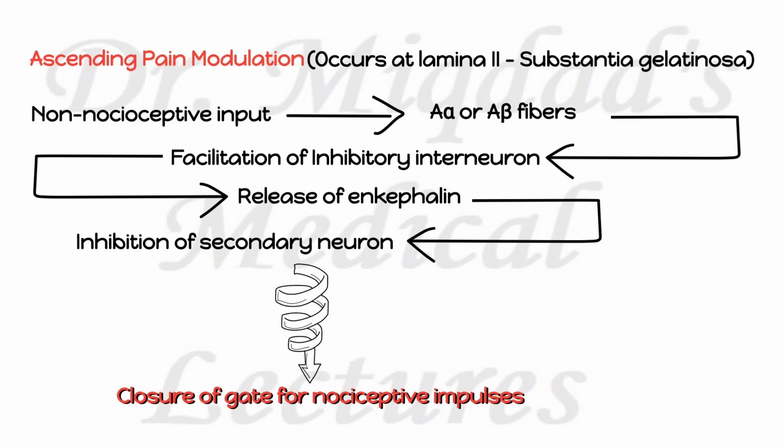Now try to recall the memory of your school days, where if you forgot to do homework and the teacher hit you on the hand with a stick, you immediately started shaking your hand. Now you know the reason. This shaking stimulates mechanoreceptors, thereby stimulating A alpha and A beta fibers, which then closes the gate and the pain reduces.